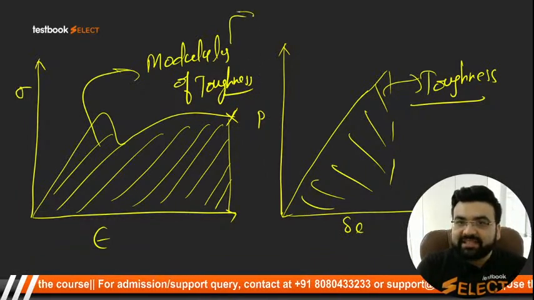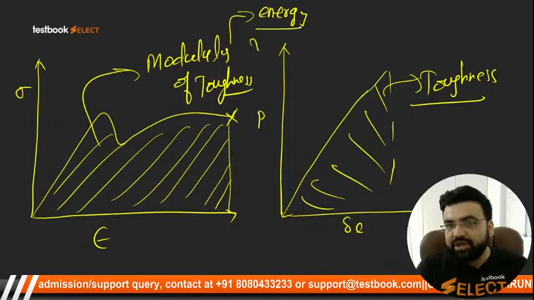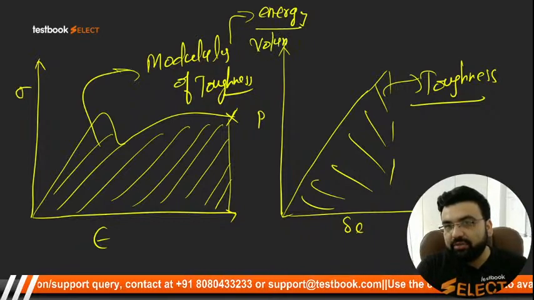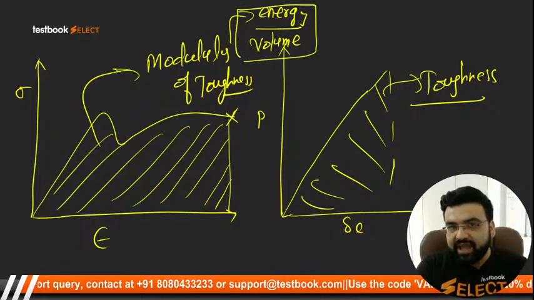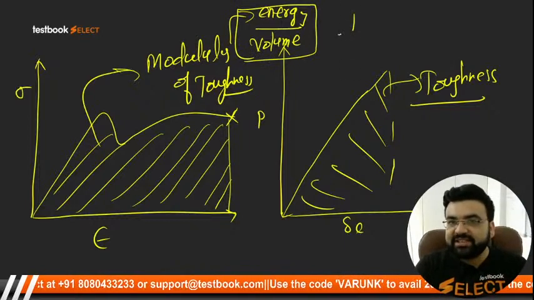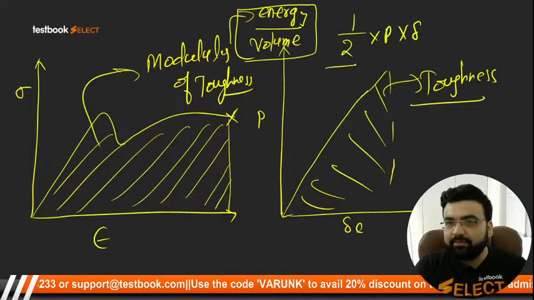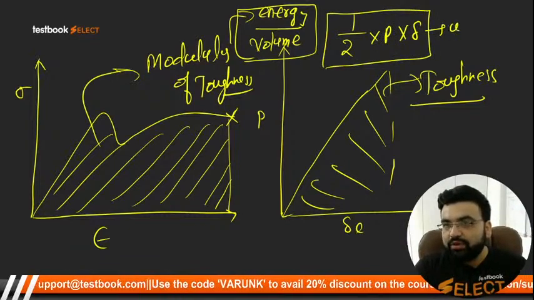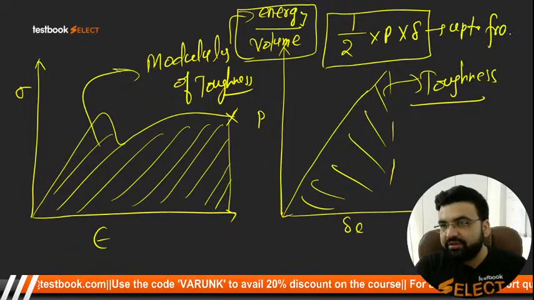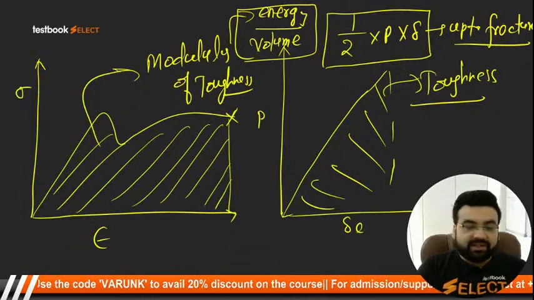मॉडुलस ऑफ टफनेस को अगर मैं ऐसे बोलूं, this is also called as the energy per unit volume. That is what the modulus of toughness is. Energy per unit volume. Clear? And what is this toughness? It is just half into load into deflection. So that is equal to the modulus of toughness up to fracture. Up to fracture. तो ये डिफरेंस है स्टूडेंट्स आपका मॉडुलस ऑफ टफनेस और टफनेस में.